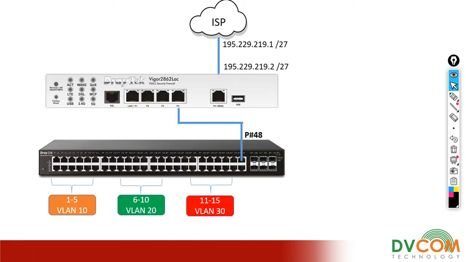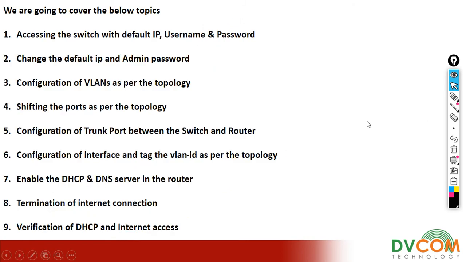In my lab, we have a Vigor 2862 router, which is going to act as a gateway for all the VLANs, and we have a 2540x switch. Let's see what tasks we are going to do in this lab. First of all, I am going to access the switch with the default IP and default username and password.